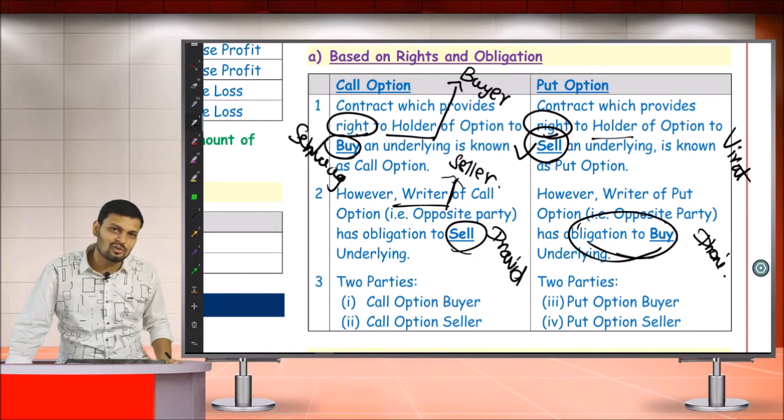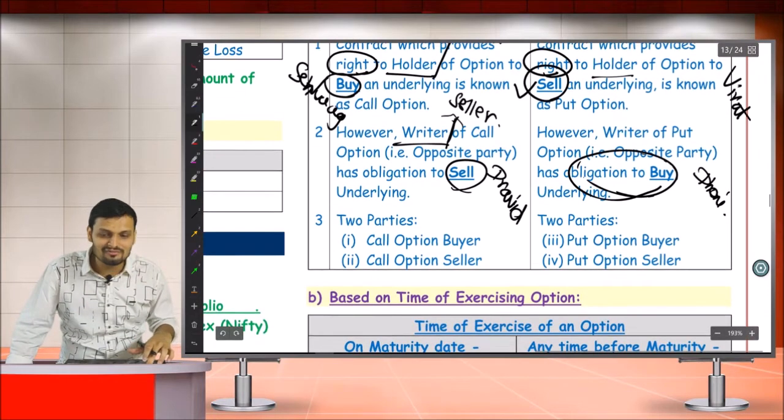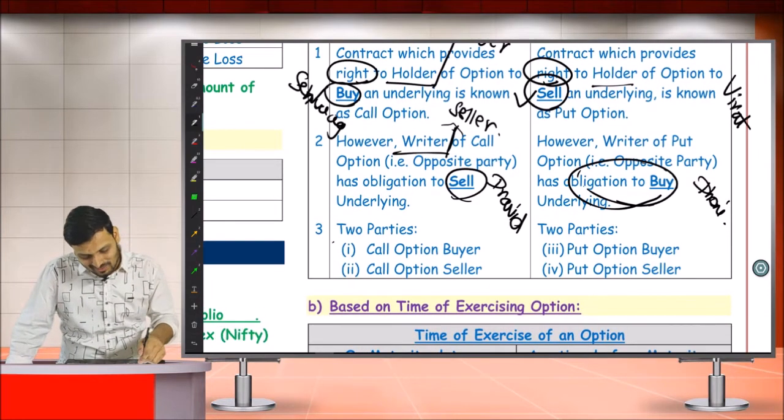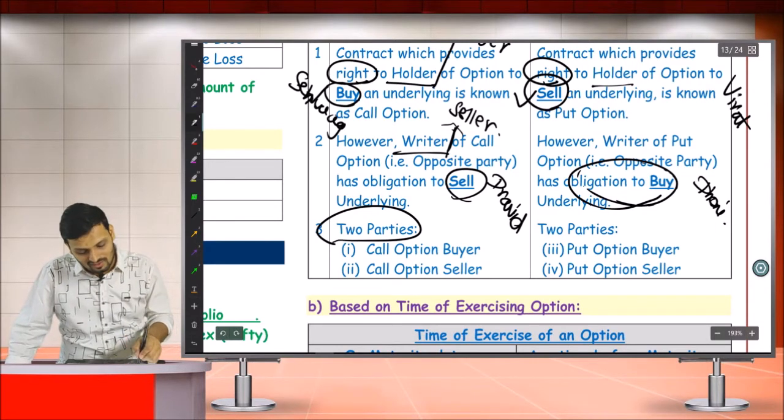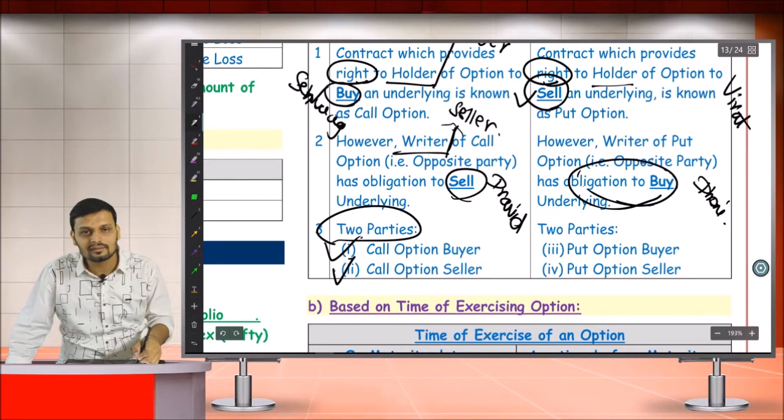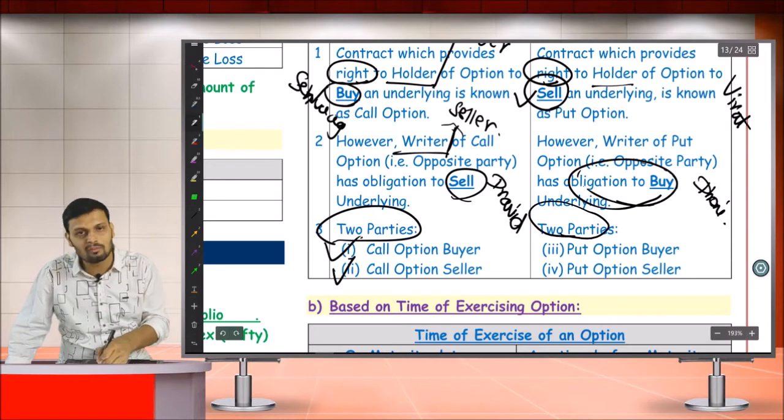Right? So I hope you are now comfortable with call option and put option. Because before understanding the story, if you had gone through this, you would have never understood what is a call option and what is a put option. So that is the magic of our storybook. Right? Two parties are there, call option buyer, call option seller. Two parties for put option buyer, put option seller.